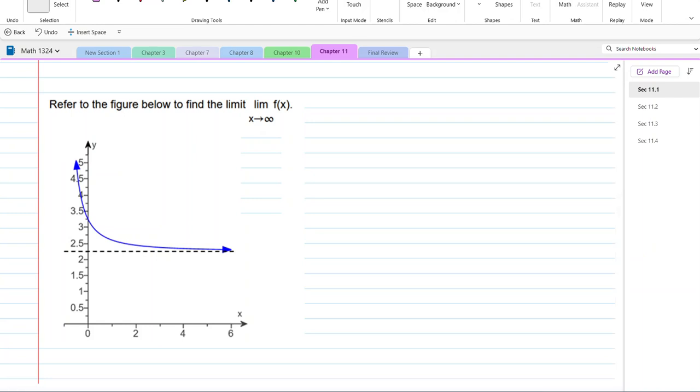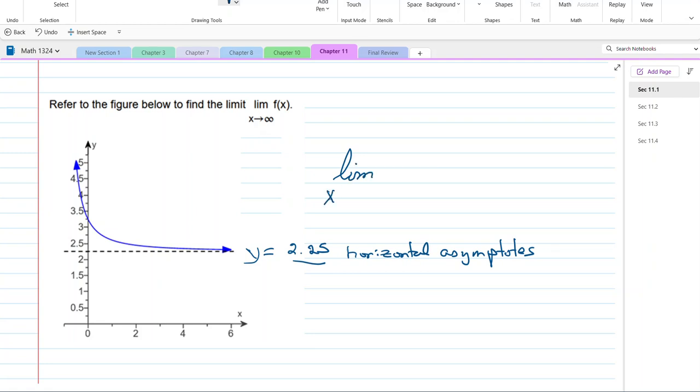So here we have a graph. Refer to it as the limit as x approaches infinity. Well, right here we have y equals 2.25. It is a horizontal asymptote, and we studied these earlier in our chapter 10. An asymptote means that the line will never cross it, but it approaches it. So in this case, as we go to infinity, I get closer and closer to this value. So we can say that the limit as x approaches infinity for this function is 5. Right.